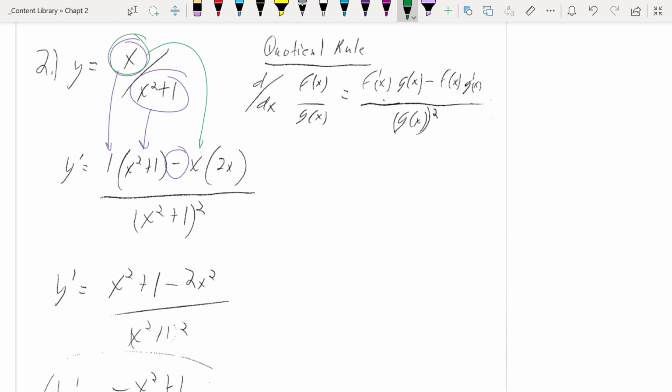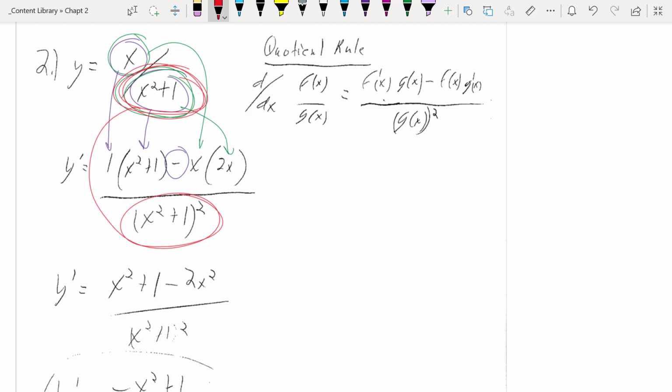And I'm going to take the derivative of the denominator. So here's my denominator right here. The derivative of x squared plus 1 is going to be 2x. And then it's going to be all over the denominator squared. So my denominator right here is x squared plus 1, and I put it down here as x squared plus 1 squared. So that's your calculus part of it.